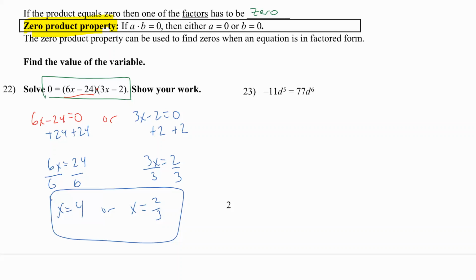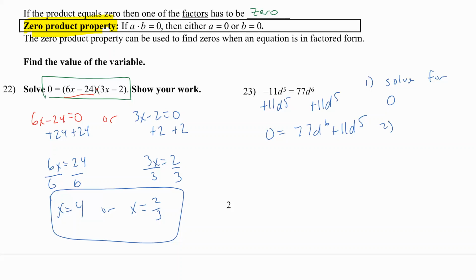So our first step on this one is we have to make sure it equals 0 when we're doing these, and it's probably best to do it where the factor is the biggest exponent, and we put everything on that side. So I'm going to add that to both sides, 11d to the 5th. So your step 1, you need to solve for 0, and that way it looks like number 22. So if I do that, 0 equals 77d to the 6th plus 11d to the 5th.